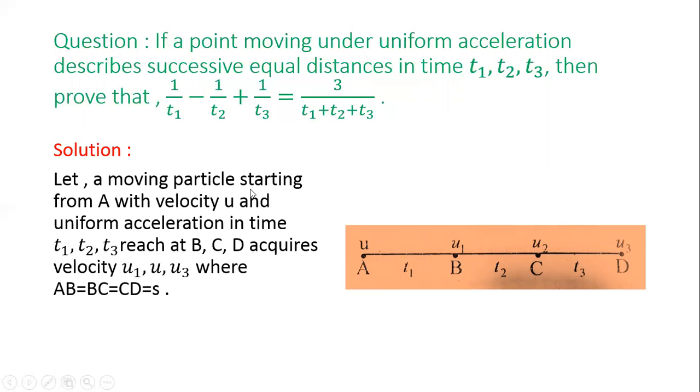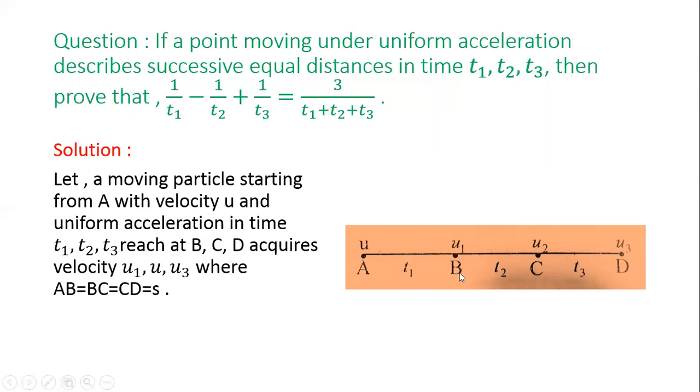Let a particle moving, starting from A with velocity u and uniform acceleration, in times t1, t2, t3 reach B, C, D and acquire velocities u1, u2, u3, where AB, BC, CD equal s. This particle starts from A with uniform acceleration. In time t1 it reaches B. In time t2 it reaches C. In time t3 it reaches D.